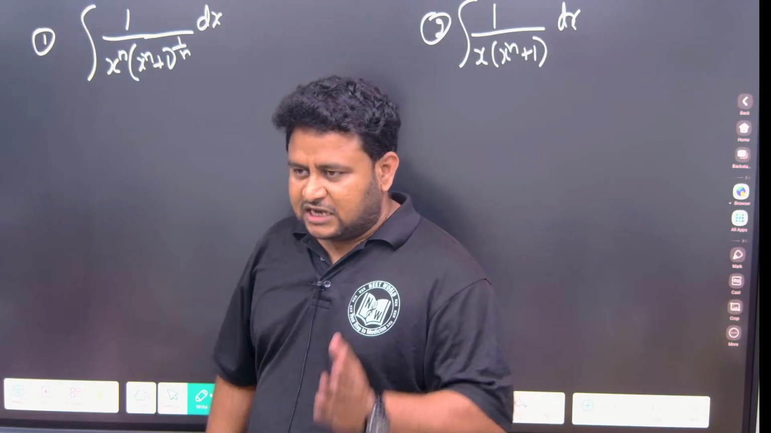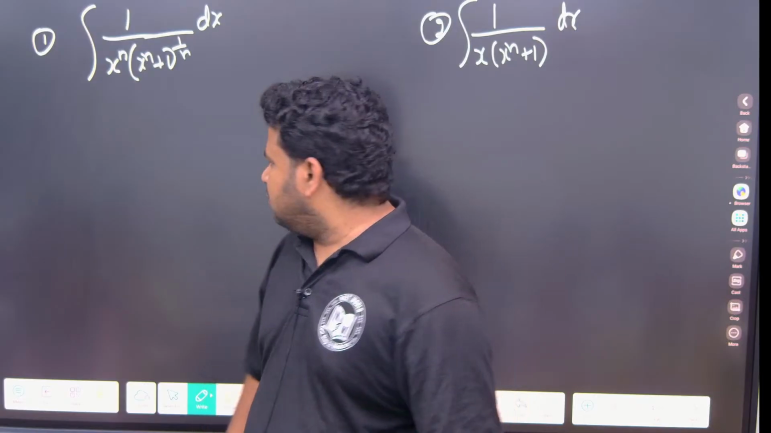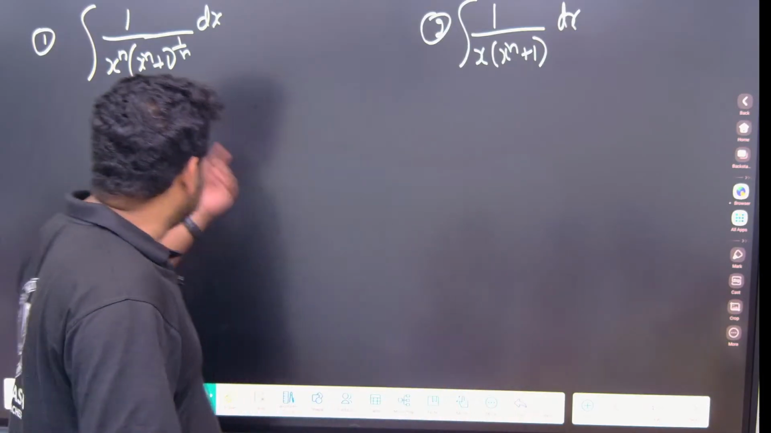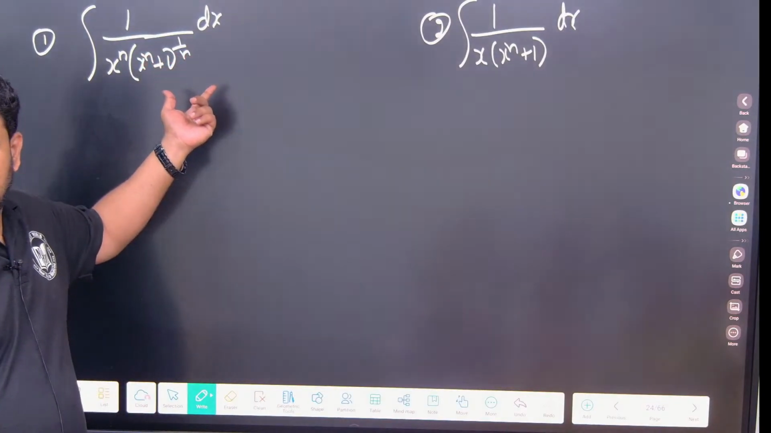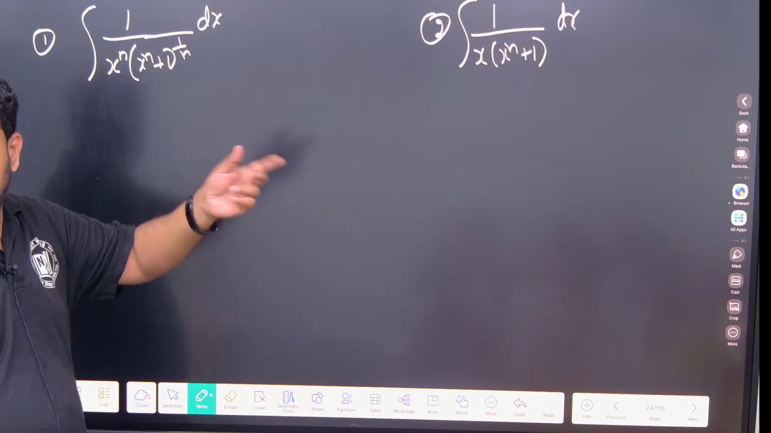Suppose x power 4 is there, what should you bring outside? x power 4. If x power 6 is there, what should you bring outside? x power 6. While bringing it out, you should make note of the 1 by n also. If it is a square root, it is to the power of 1 by 2.